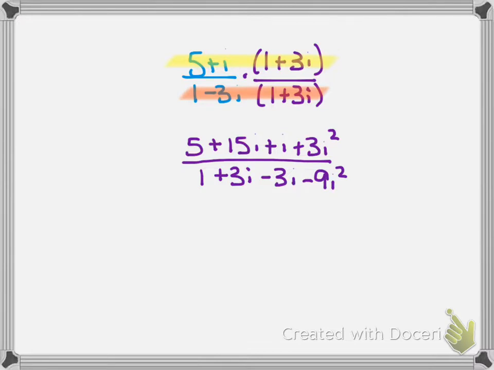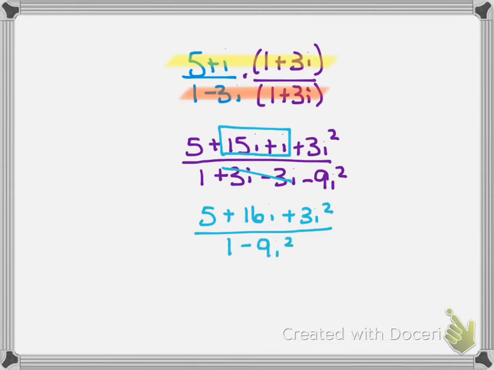I'm going to do some simplification, combining of like terms right here. I have 5 plus 16i plus 3i squared, all over, I notice that this positive 3i and negative 3i, they cancel each other out, so I have a 1 minus 9i squared. I'm going to simplify that i squared. i squared is negative 1, so this becomes 3 times negative 1, which is really a negative 3. And then I have some like terms up at the top. 5 minus 3 is going to simplify to be 2. We still have that plus 16i.